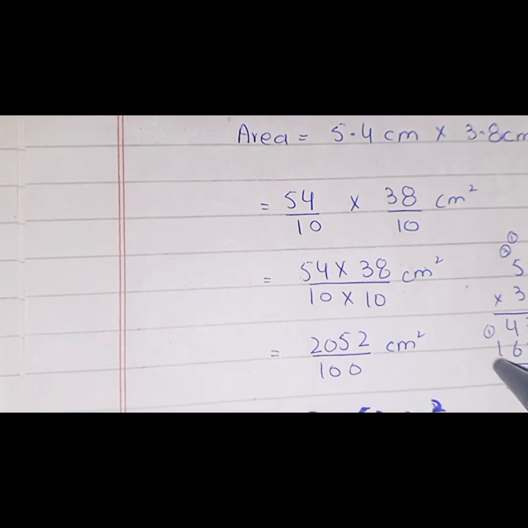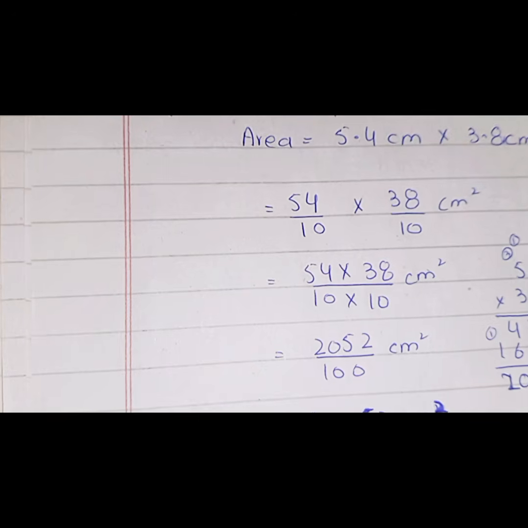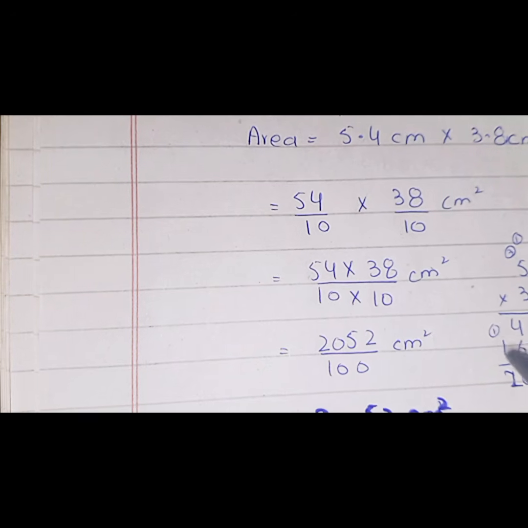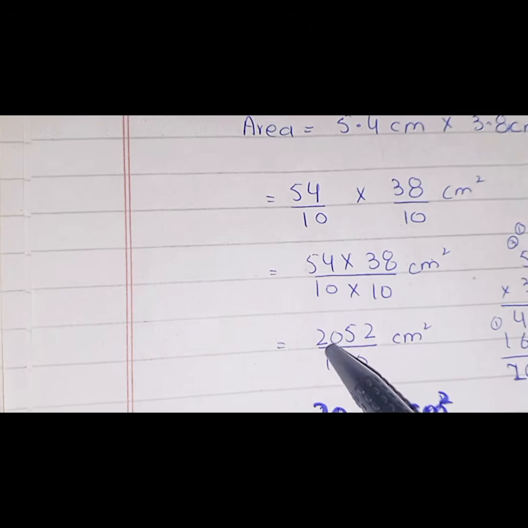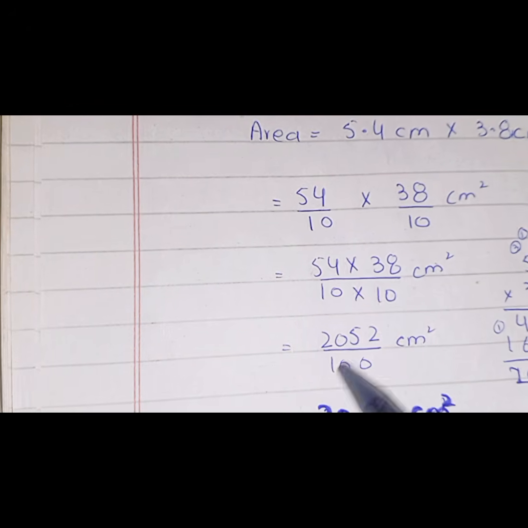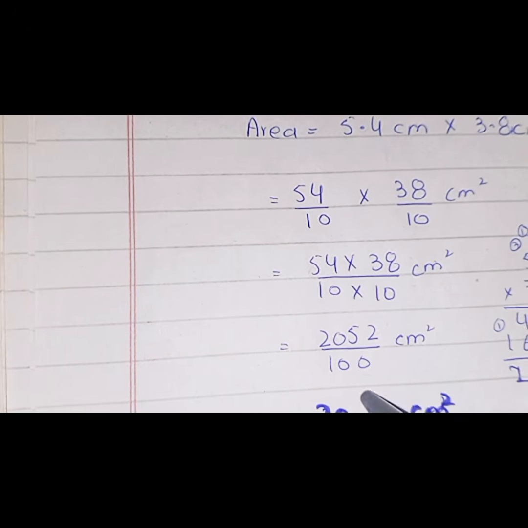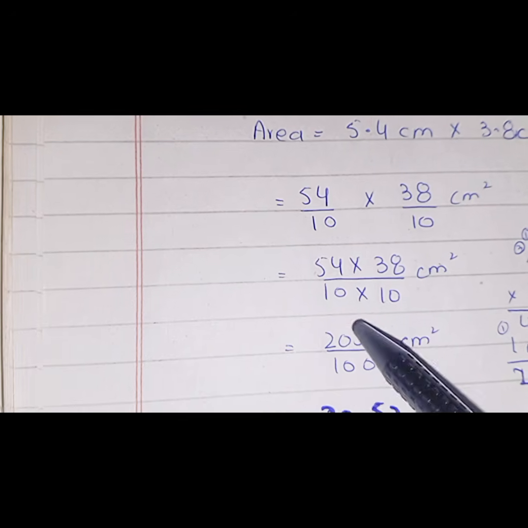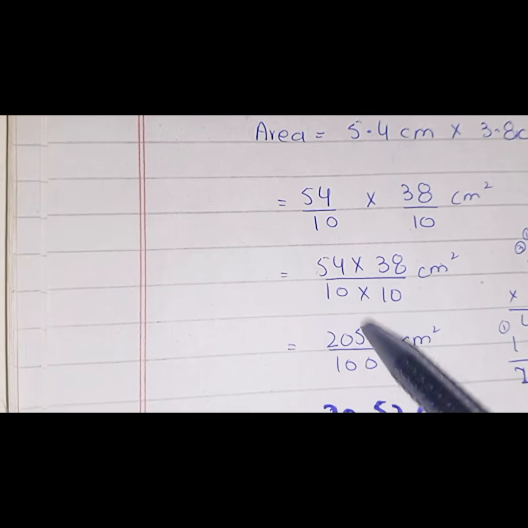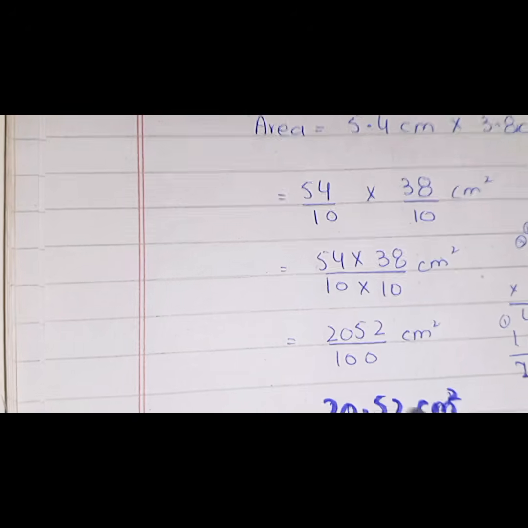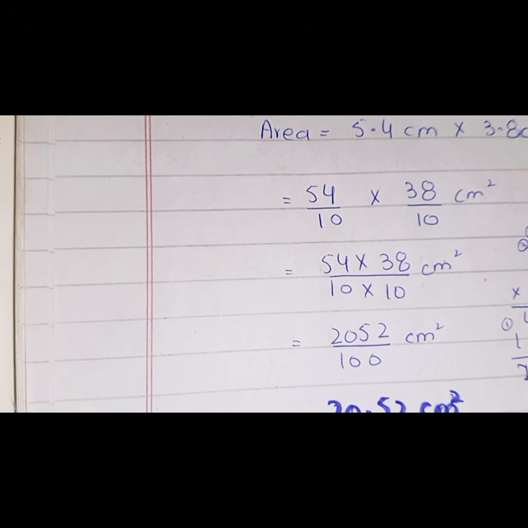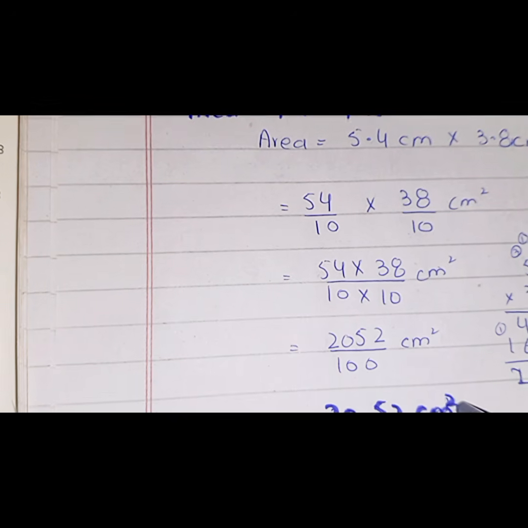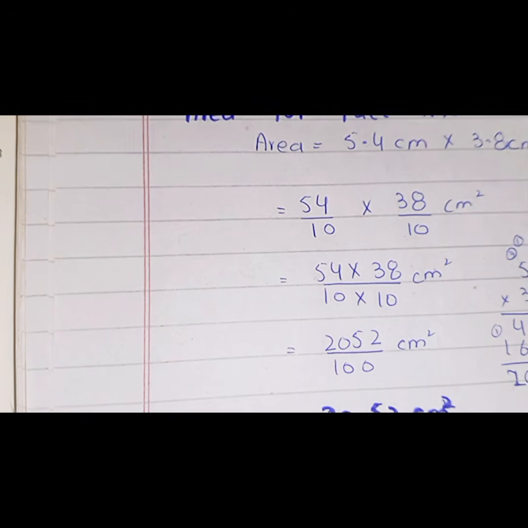Now find the sum of these numbers. 2, 3 to 5, 4, 6, 10, write 0 here and 1 will be the carry. 1 and 1, 2. So our answer is 2052 divided by 100. We all know that when there are two 0s in the denominator, you can move the decimal after two numbers. So our answer will be 20.52 centimeters square.